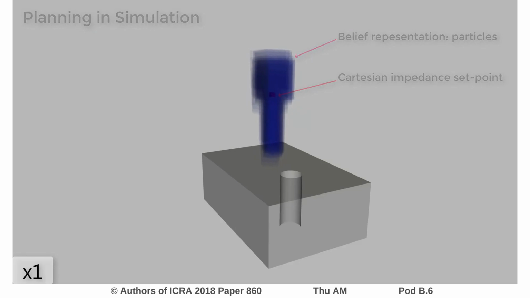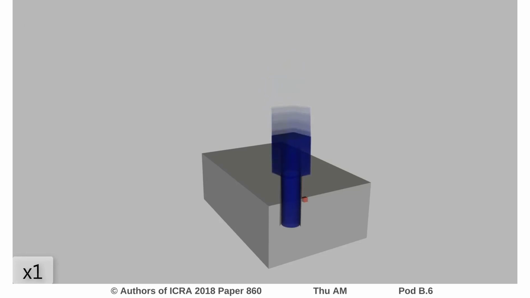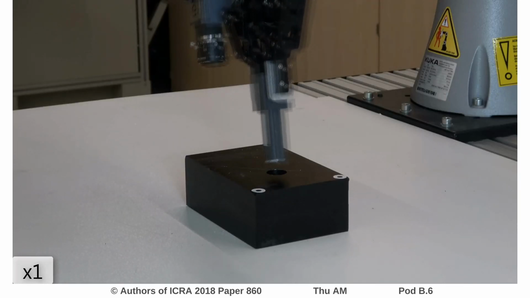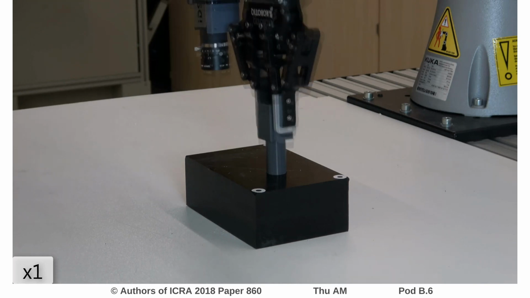Shown here, the execution of a robust assembly trajectory in simulation. The planning result is capable of driving the entire particle cloud into a desired target state. What follows is an overlay of the same trajectory executed multiple times on a real robot with noise-prone state information.